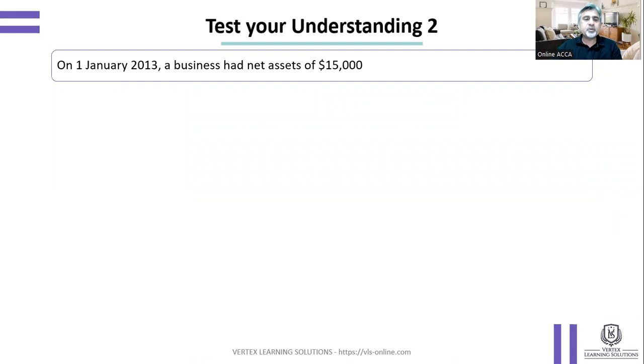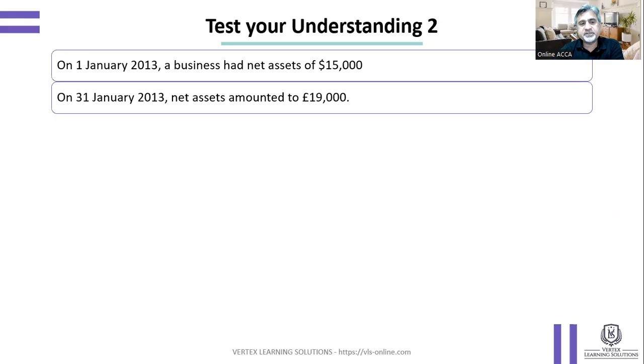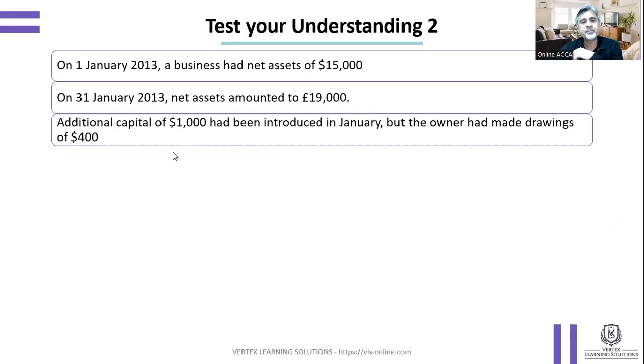Okay, another question. On 1st January 2013, a business had net assets of 15,000. On 31st January, net assets amounted to 19,000. So far, it is the same situation. Additional capital of 1,000 has been introduced in January, but the owner had made drawings of 400.